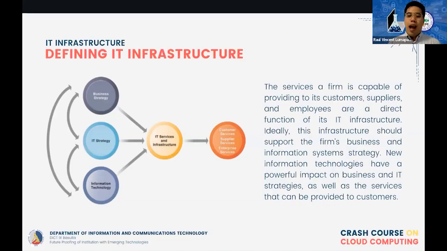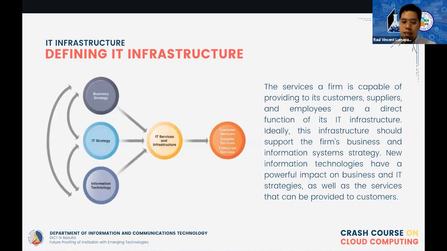So ideally, the infrastructure should support the firm's business and information system strategy. So take note, again, I have been repeating this over and over: the firm's business and information system strategy. You would need to look at your strategies first so that you would identify the practicality of implementing a cloud-based service.